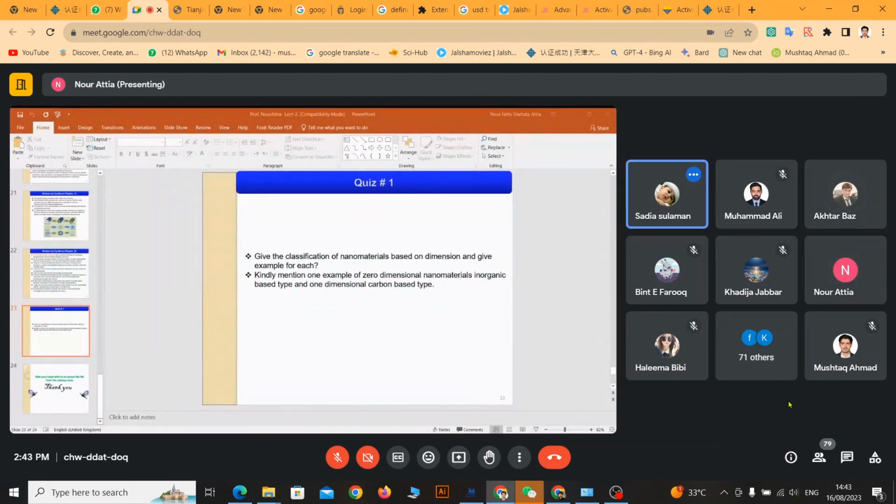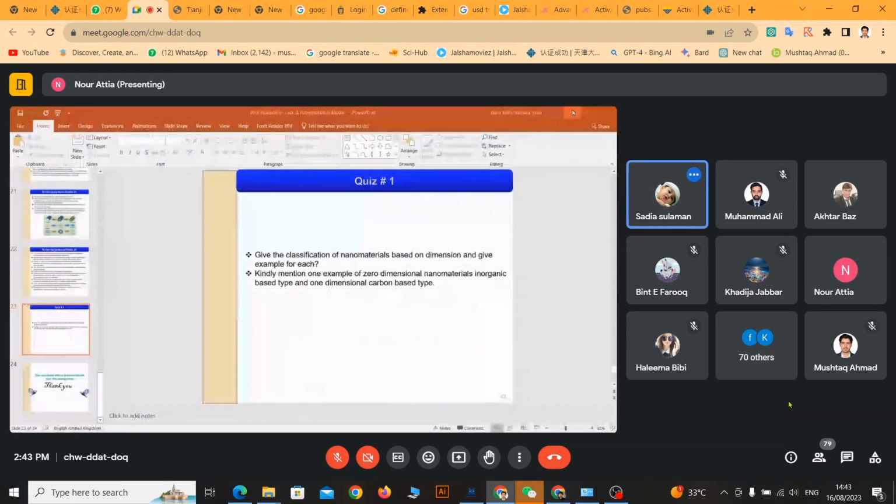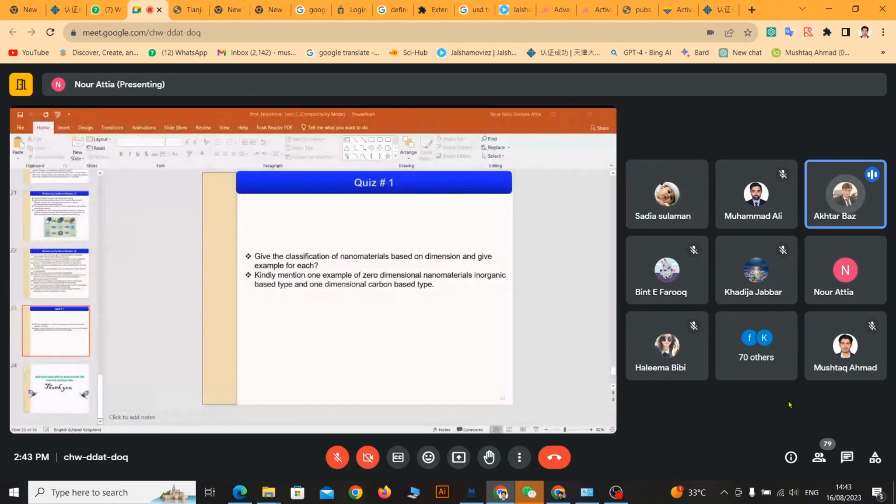Yes, Akhtar, please. Sir, we have classified nanoparticles based on dimensions. They are four: zero dimension, one dimension, two dimension, and three dimension. Okay, give an example for each one.